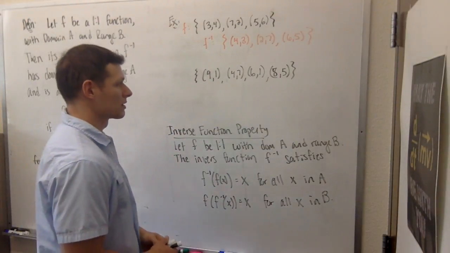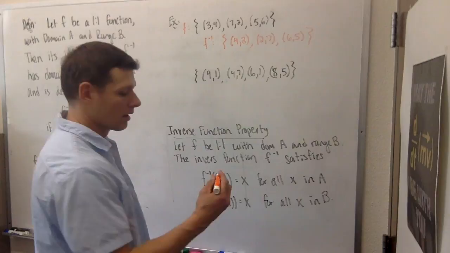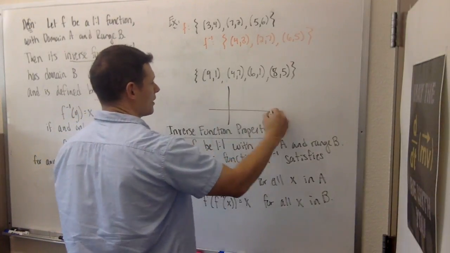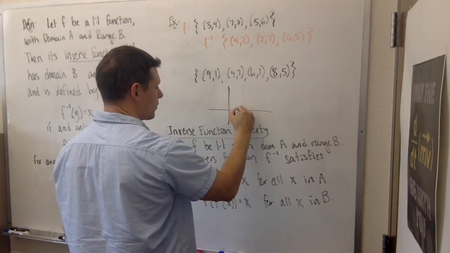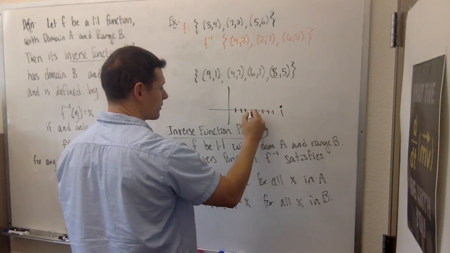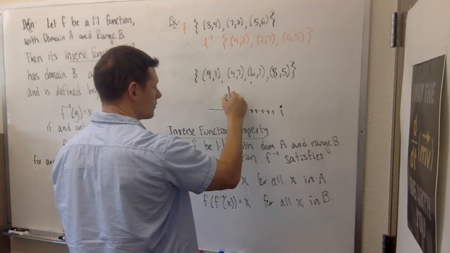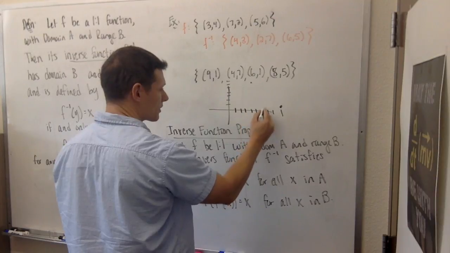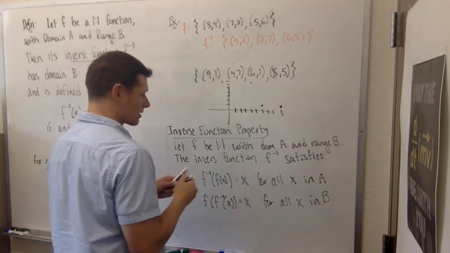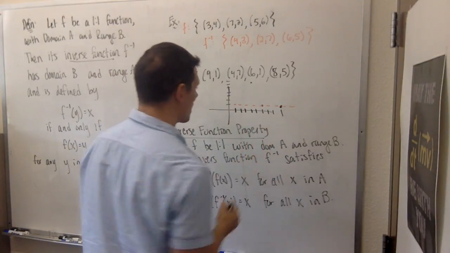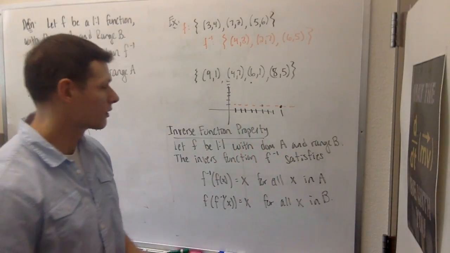The reason is because it's not one-to-one. It doesn't pass the horizontal line test, because you can even see that if I graph these points: (9, 1), (4, 7), (6, 1), (1, 2), (3, 4), (5, 6), (1, 6). Now all of a sudden it doesn't pass the horizontal line test, so hence it is not one-to-one, so we can't even talk about its inverse function.